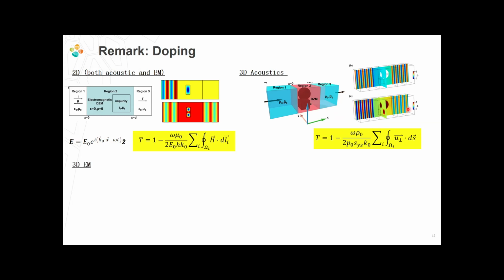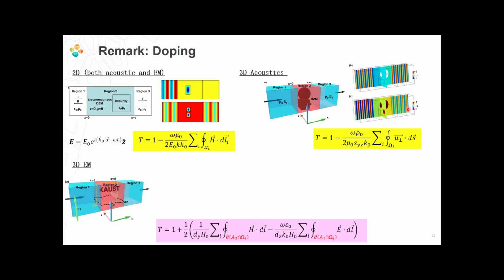But for the 3-dimensional electromagnetic wave, this is quite different from the previous two cases. So this transmission only depends on the intersections of the impurity, or the projection of the impurity, with two surfaces selected in this material. These two surfaces, A1 and A2: A1 cuts through the top and the bottom surface, and A2 cuts through the front and back surface.